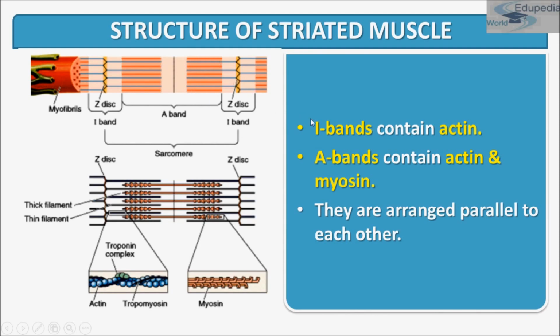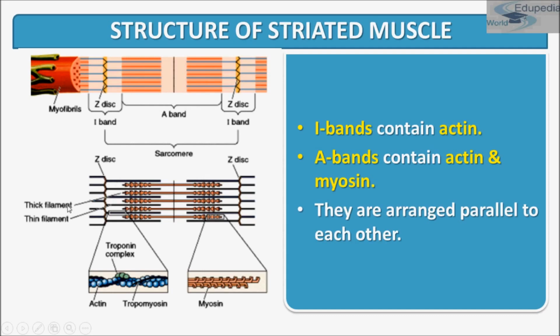Please note that the I band contains only actin, but the A band, that is anisotropic, contains actin as well as myosin, and they are arranged parallel to each other. As you can see, they are arranged in parallel to each other. So this is how it works.